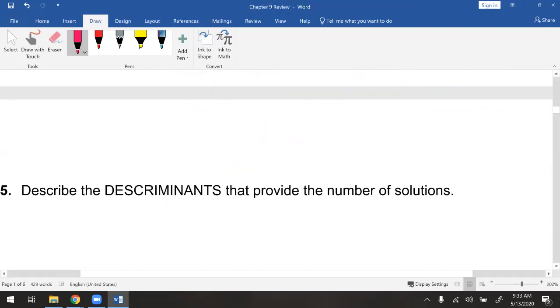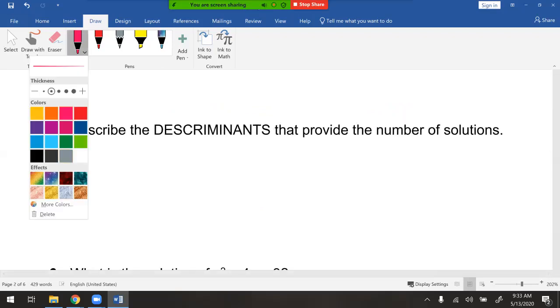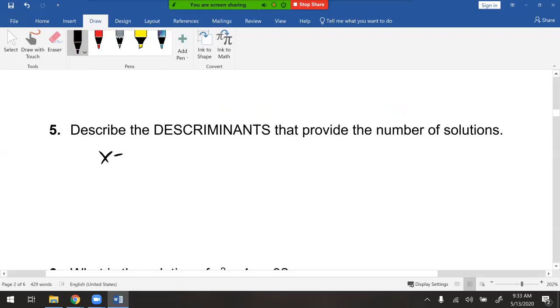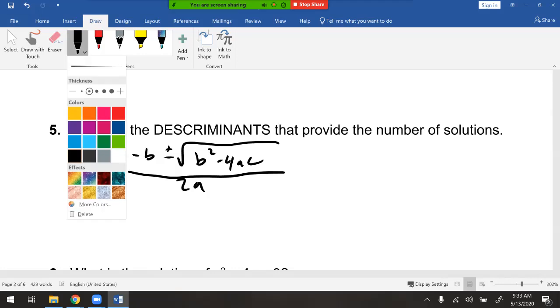Here we go, kids. Describe the discriminants. So remember, the discriminant comes from this: x equals negative b plus or minus the square root of b squared minus 4ac, all over 2a. And the discriminant comes from this.